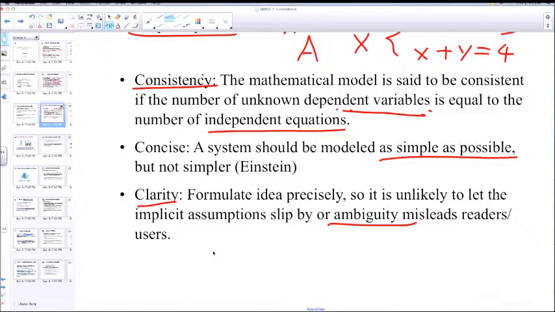And you should write your assumptions as clearly as you can. Don't let an implicit assumption slip by, which could cause a catastrophic accident.